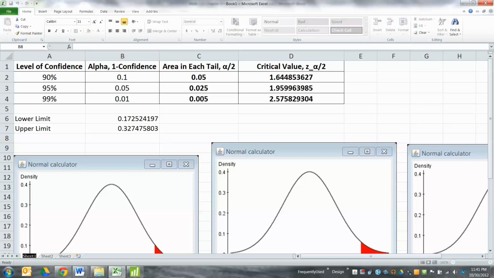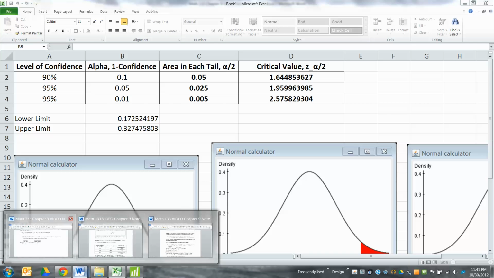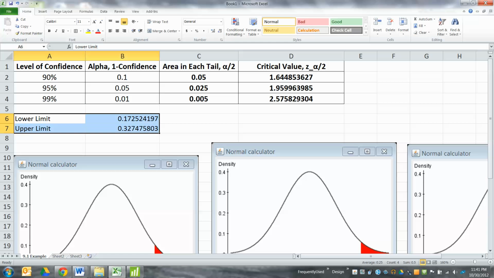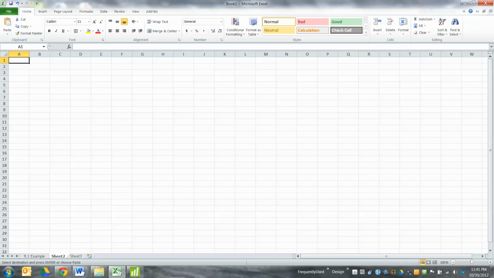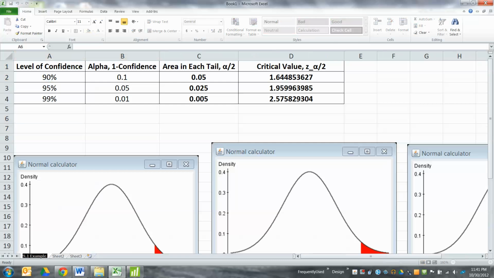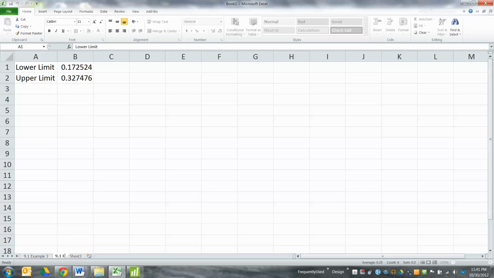Oh, I better label this. This was 9.1 example. Let me go back here. Oh, these are different. You know what? I better put this on its own thing. So I'm going to cut these out of here and paste them in here. Okay, so this one was 9.1 example 3. That was finding those z-scores. And this is 9.1 example 4. So we could find it that way.